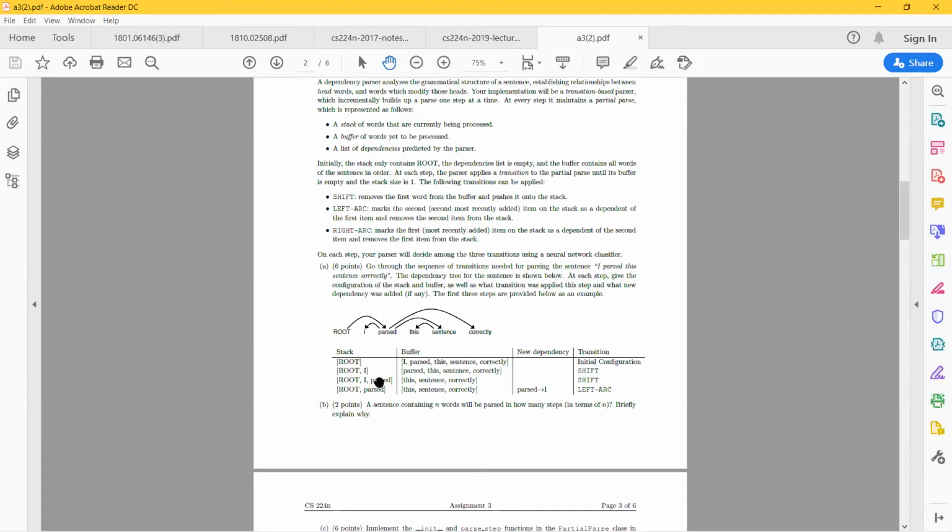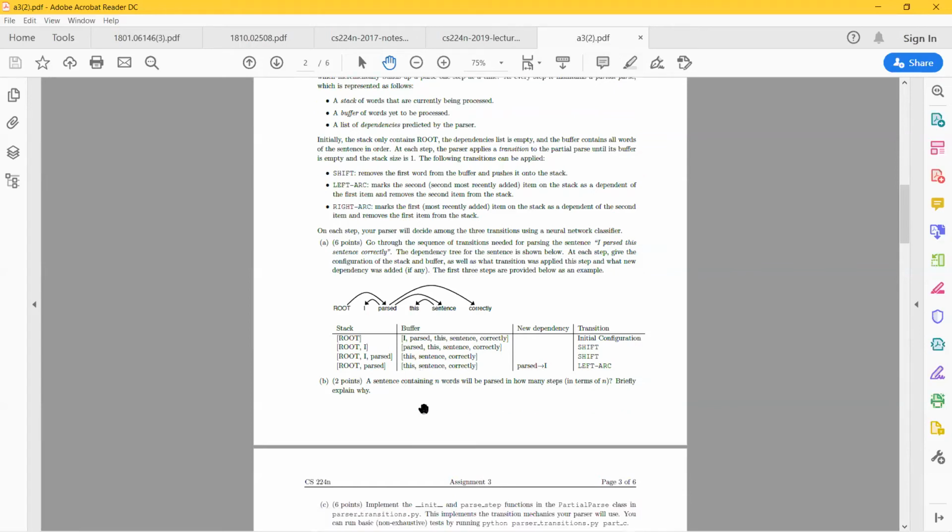But you still don't have two words, and you need at least two words to form a dependency, so you shift again. Now you've got two words, and you can compare I and parsed, and you decide that I is a dependent of parsed. So that gets moved into the dependency list, and I gets removed from the stack. So that's actually the homework.